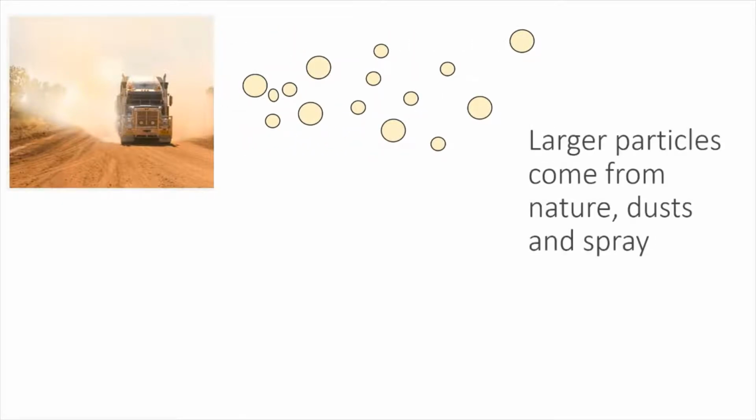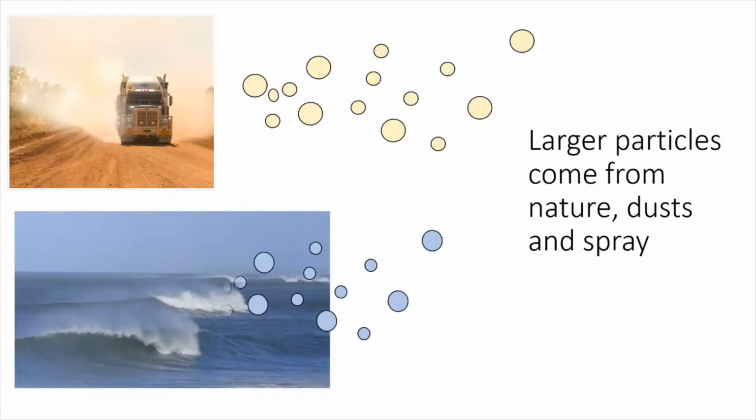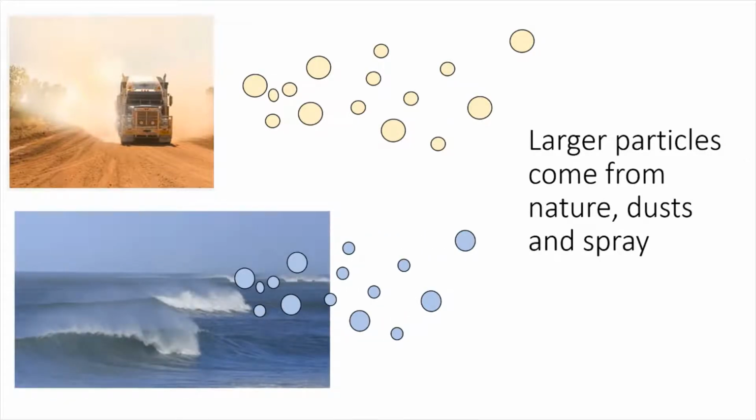Larger particles mainly come from natural sources, dusts and sprays, like the dust that gets thrown up by a truck driving down an unsealed road, or the tiny flecks of salt left in the air when surf breaks on the ocean.